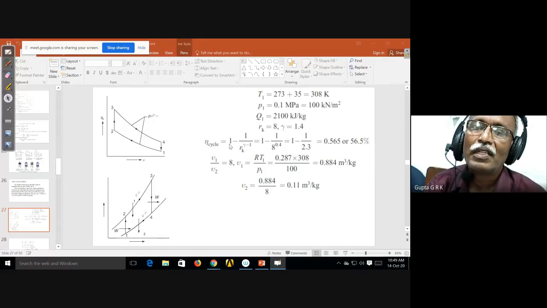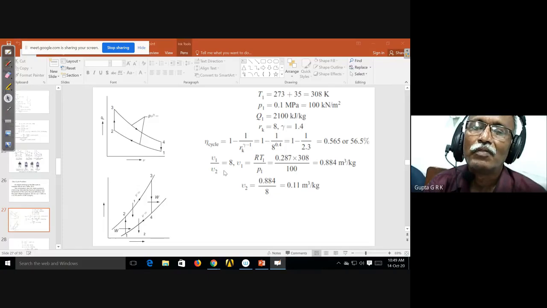So in a similar way here, 1 minus 1 by Rk to the power of gamma minus 1, where Rk is the compression ratio. Knowing the compression ratio, I can find out the efficiency directly, without doing any of the remaining problem, without knowing all the pressures and temperatures. Directly I can find out the efficiency.